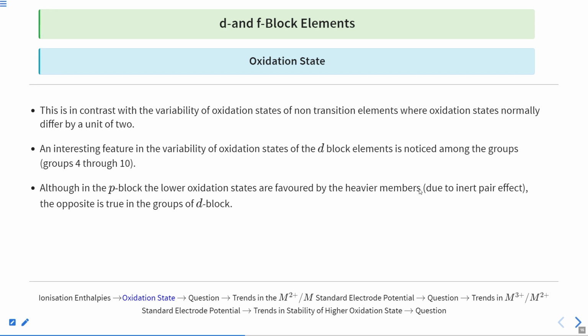Now if you talk about the transition metals, we don't see such trends, right? We don't see that they have a variable oxidation state. It is only seen for the D block elements. And what is the reason behind it? Because the D block elements have d orbitals involved. So although in the P block the lower oxidation states are favored by the heavier members, the opposite is true for the D block elements. That is, in the P block, lower oxidation states are favored by heavier members, right? But in the case of the D block, the higher oxidation states are stabilized by the heavier transition metals.